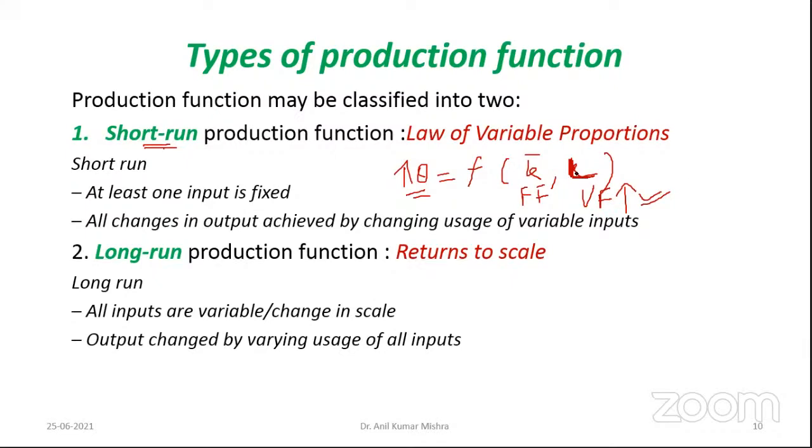Now moving to the long run. In the long run, as you know, your output is a function of both input factors. I mean, we take into account capital and labor. And in the long run, all are variable, nothing is going to be fixed. As all things are variable, therefore it is called the change in scale. Let us read it here. When all inputs are variable, that is called the change in scale.